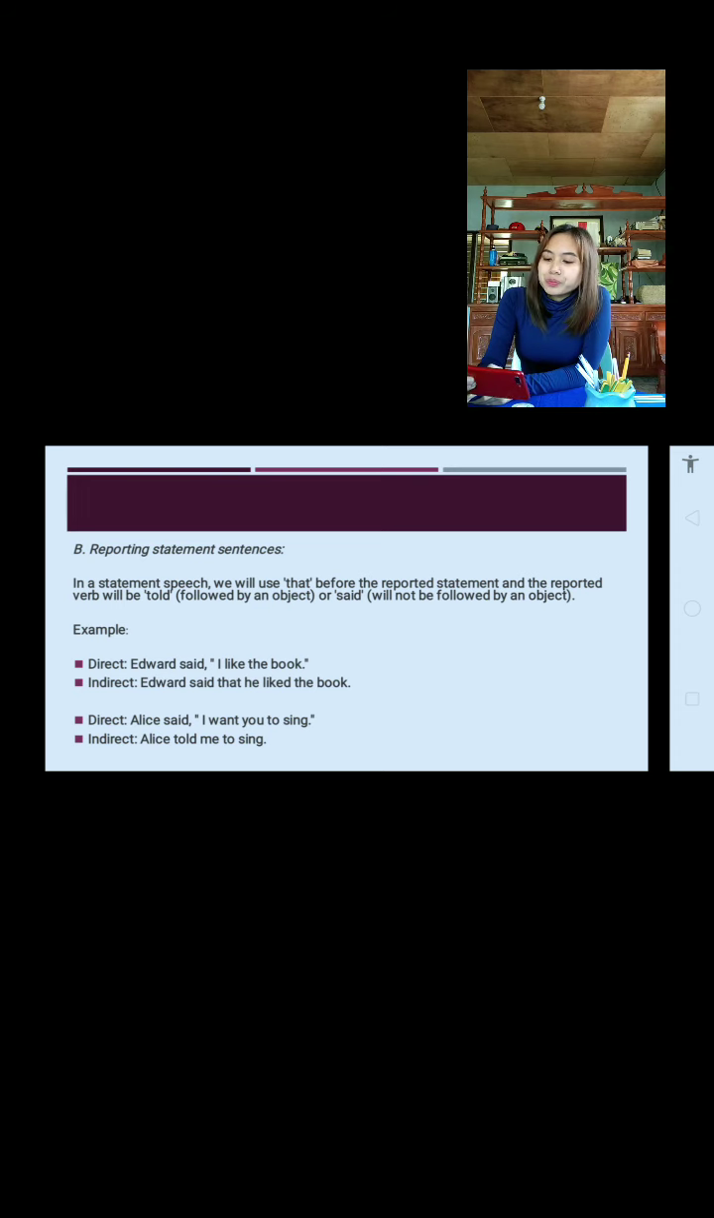Another example, direct speech. Alice said, "I want you to sing." Then indirect speech, Alice told me to sing. So we use told, so it will be followed by an object. And the object here is me. So Alice told me to sing.